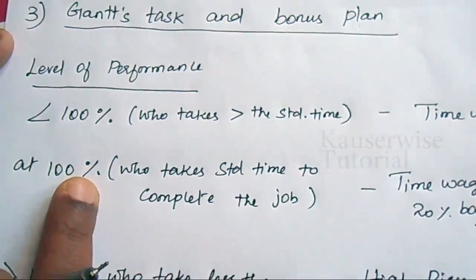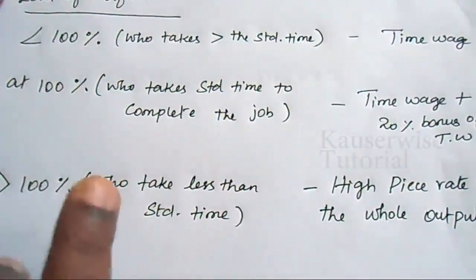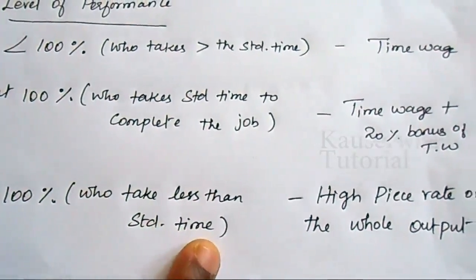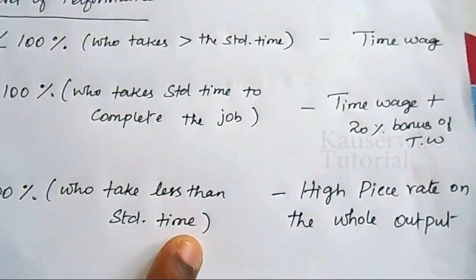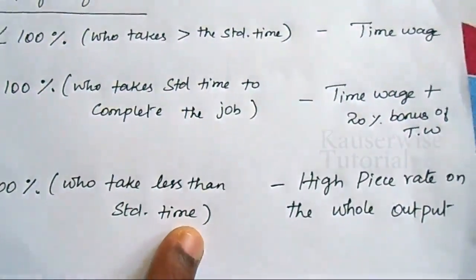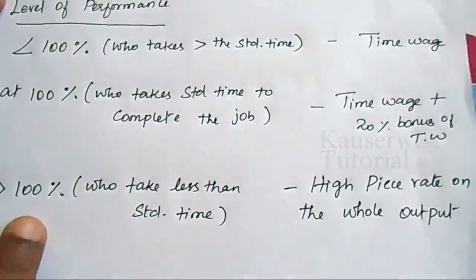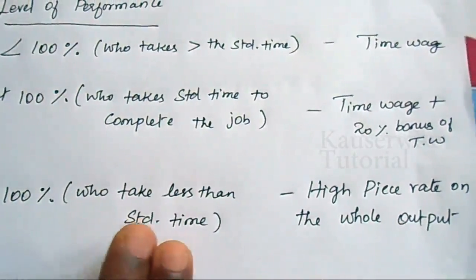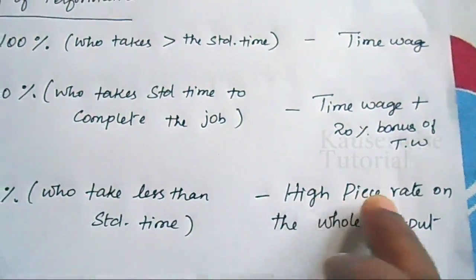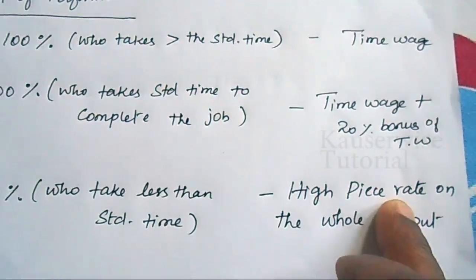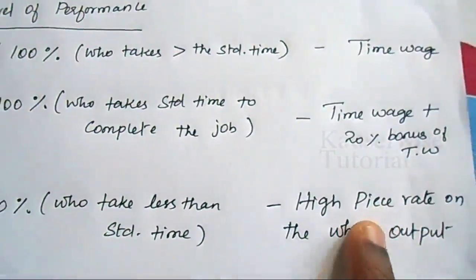Whose performance is at 100%. And the last one is greater than 100%. That is more than 100%. This category denotes who takes less than the standard time. So standard time is 1 hour for one unit. If the employee completes the task within 45 minutes or within 50 minutes, that is below the standard time of 1 hour, he comes under this category, that is more than 100% or greater than 100%. For him, the wage will be given based on the whole output produced by the employee into the high piece rate system. Okay, the high piece rate will be given in the problem and they'll multiply it with the whole number of units produced by the employee, not based on the time.